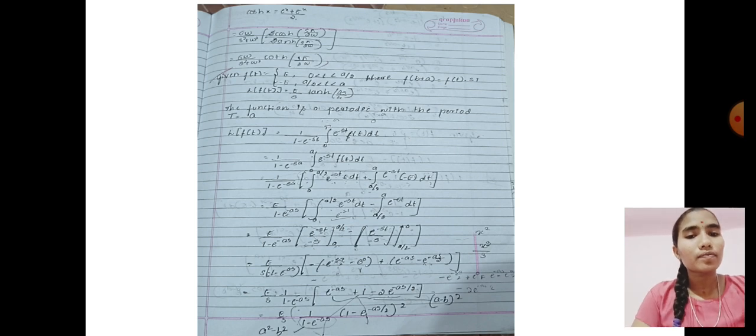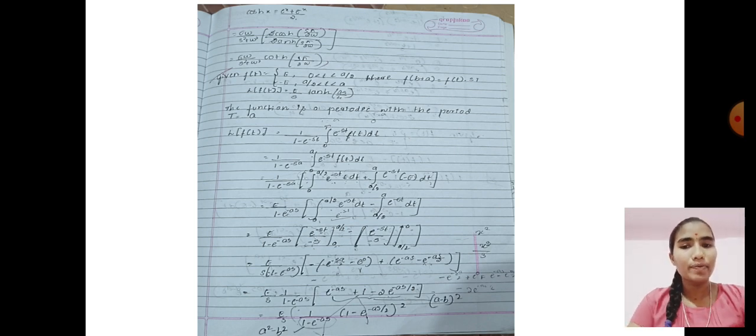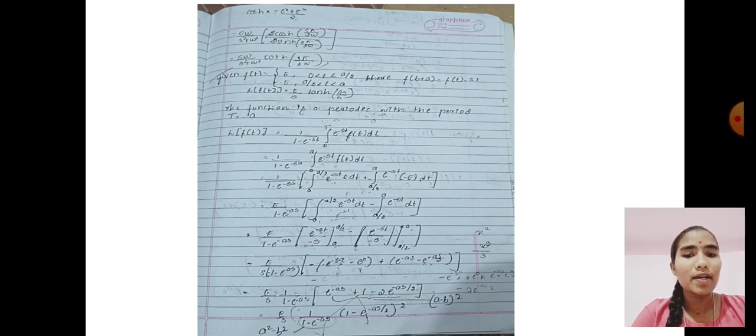Now the function is periodic with the period a. L of f of t is equal to 1 by 1 minus e to the power of minus sa, of the integral from 0 to a of e to the power of minus st of f of t into dt.